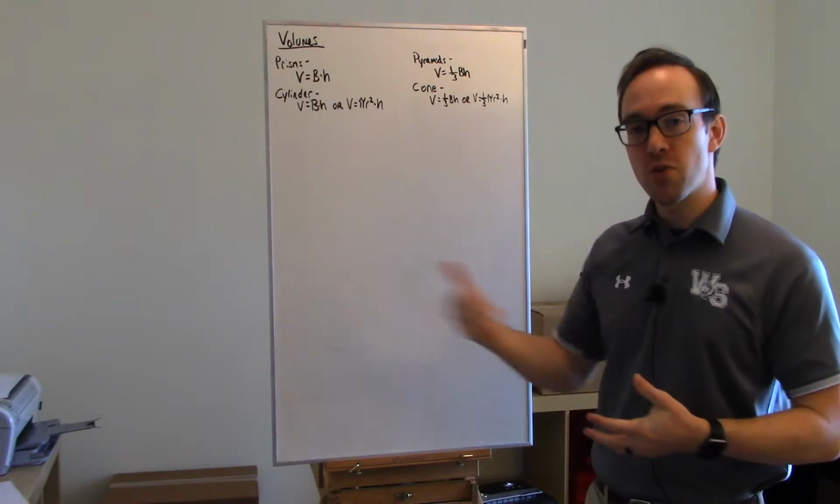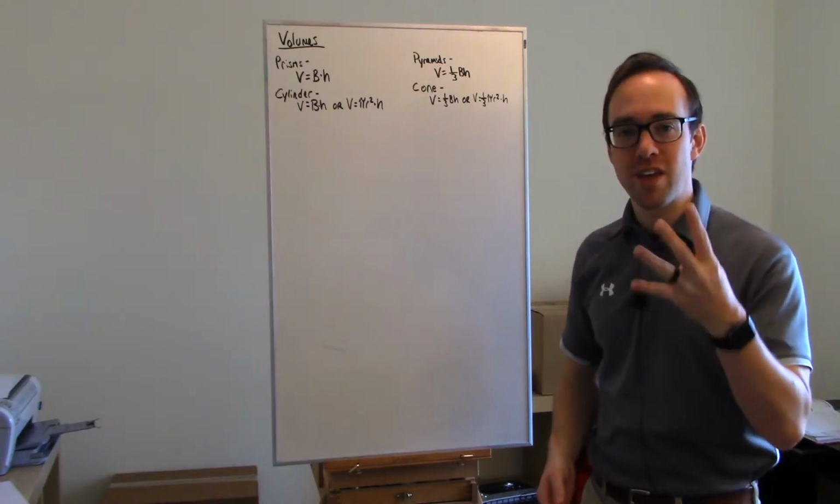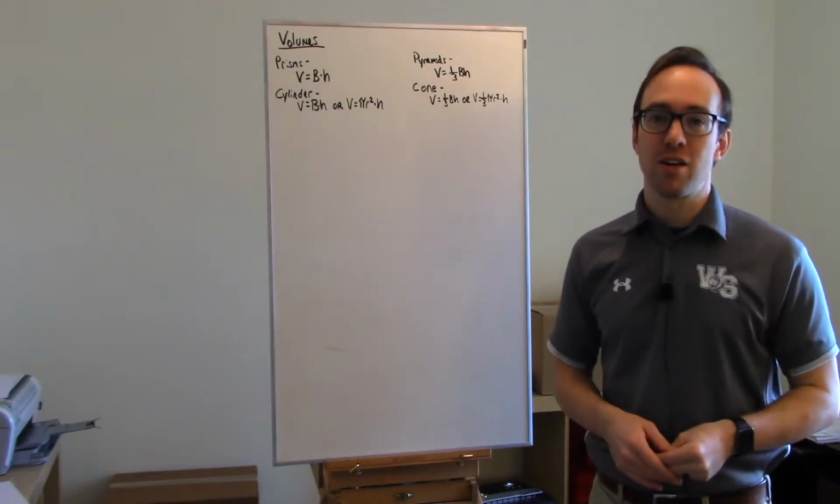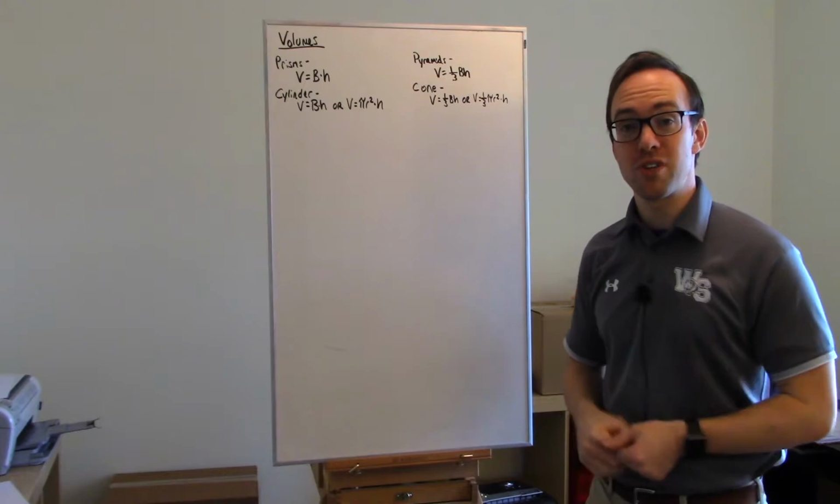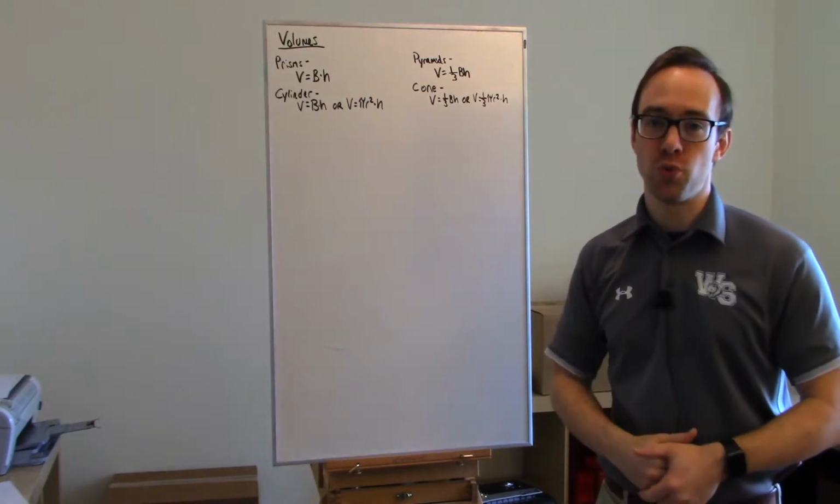Now I'm going to give you a second to write those down, and then we're going to look at 4 examples for these lessons. We're going to look at 2 examples dealing with prisms and cylinders, and then we're going to look at 2 examples dealing with pyramids and cones.